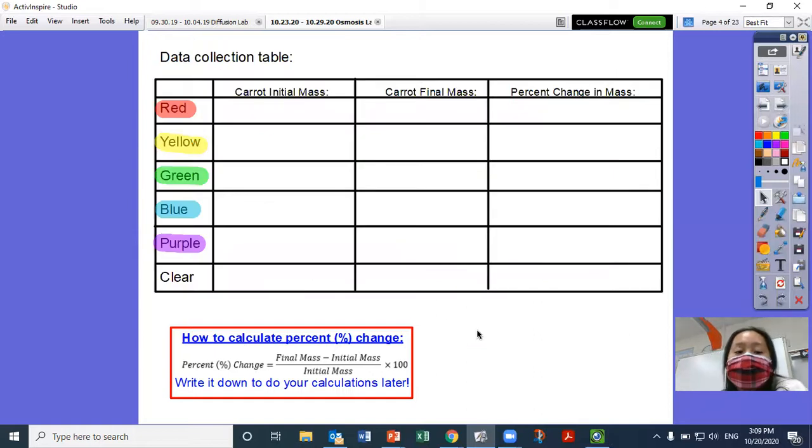So here is what your data collection is going to look like. You don't need to actually add the colors in. That's just personal preference to make it easier for me to differentiate them. But you're going to want a column for each of the cups, right? You're going to have a red cup, yellow cup, green cup, blue cup, purple cup, and a clear cup. And then you're going to want to leave a space where you can record the carrot's initial mass, which will be in grams. You want to leave a space for the carrot's final mass in grams. And then your percent change in mass, which you're going to be calculating yourself using the percent change in mass formula. Okay. I will be recording the initial and final masses with you during this demo so that you can actually do the percent change calculations and the graphing and the conclusion on your own.